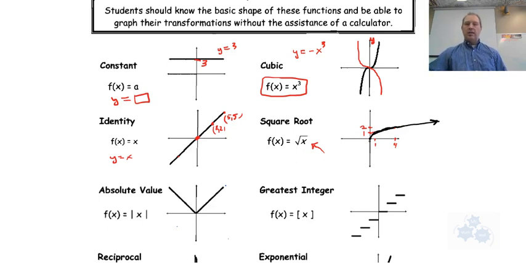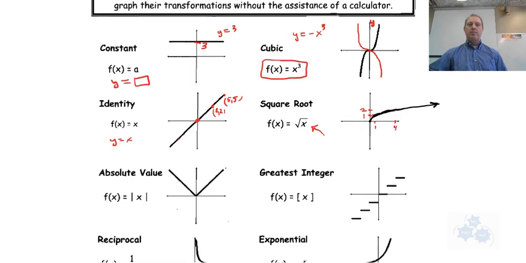Obviously, it doesn't exist for x less than 0 because the square root of negative 1 is not a real number, so we can't graph it on a real number graph. So there's nothing here below y equals 0 and nothing below x equals 0 as well, okay.